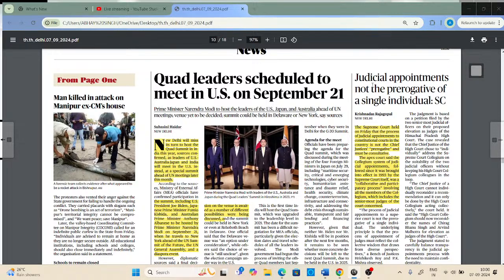So, the Apex Court on Friday has given one very strong message, and in that statement, the Supreme Court has clearly stated that judicial appointments in the constitutional courts, constitutional courts meaning Supreme Court and High Court, are not the Chief Justice's prerogative and must be consultative. So basically, the statement given by the Chief Justice of India, Mr. D.Y. Chandrachud, is that it is not a single person who decides कि कौन जज बनेगा और कौन जज नहीं बनेगा. Rather, it is a consultative process.